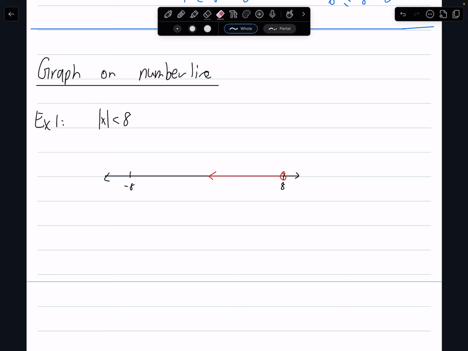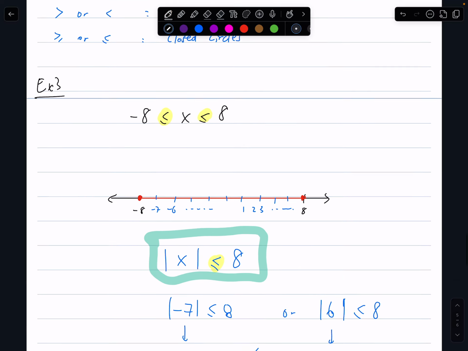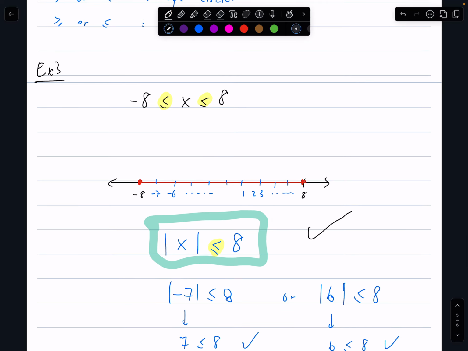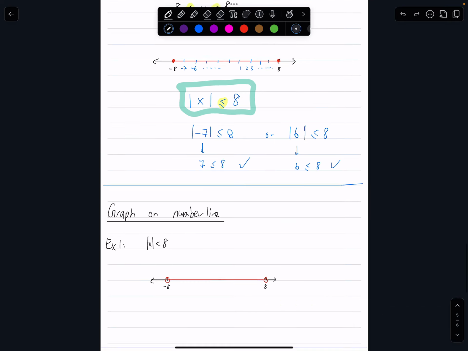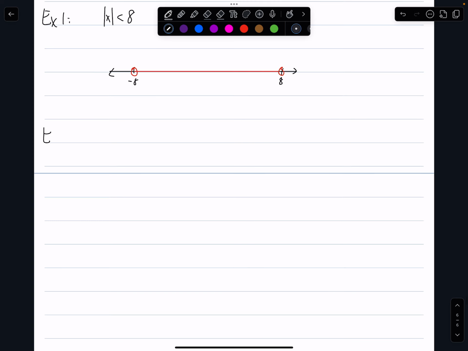So instead, the equation is going to look like this. The number line is going to look like this. Because every number that I put in, if I put in negative 8, if I put in negative 7, 6, 5, 4, 3, 2, 1, it's going to look like this. And this makes sense because remember absolute value less than 8, that's actually what we got over here. But this one was less than 8, not less than or equal to 8. So it's very similar. Okay, let's look at another example. Example 2.